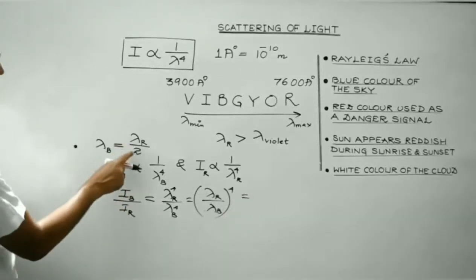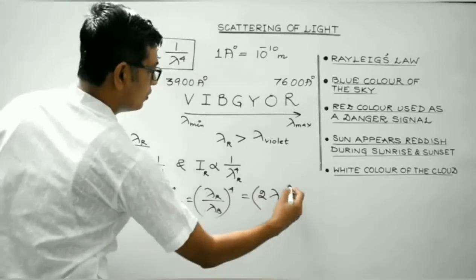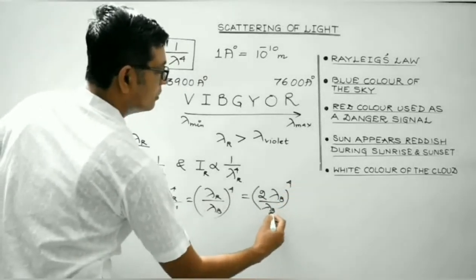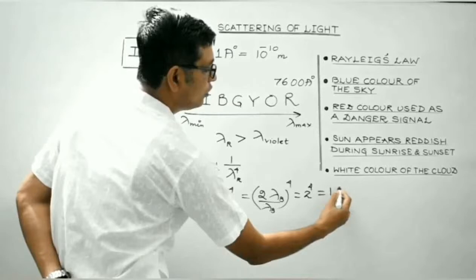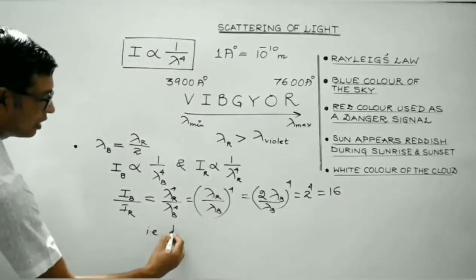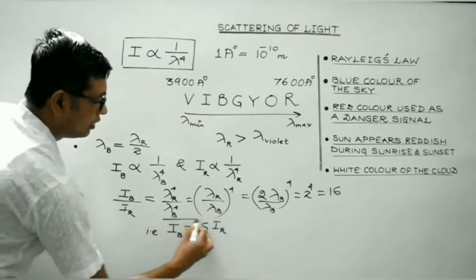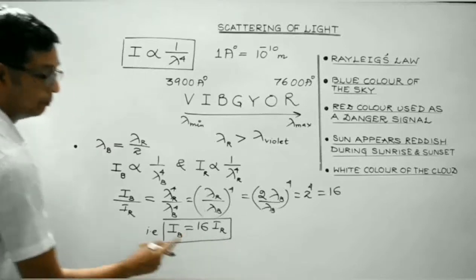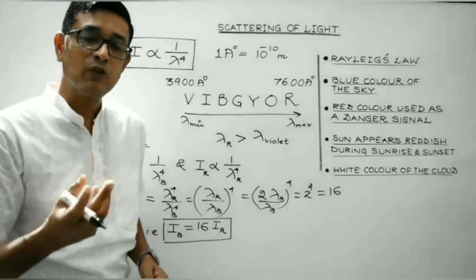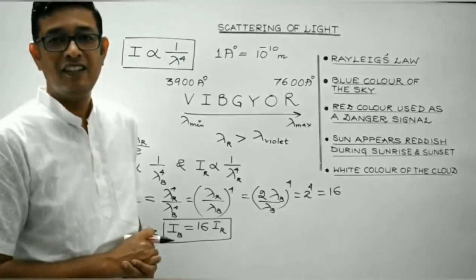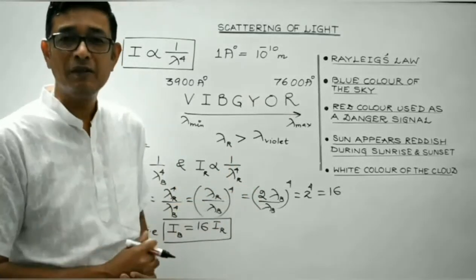Now look, lambda R is equal to twice lambda B. So here we can write twice lambda B, to the power 4, divided by lambda B. Lambda B gets cancelled. So we are left with 2 raised to power 4, which is equal to 16. That is, I_B is equal to 16 times I_R. So what it suggests is that blue color, students, gets scattered 16 times more than red color. So that is the reason why blue color predominates and the sky appears to be blue.